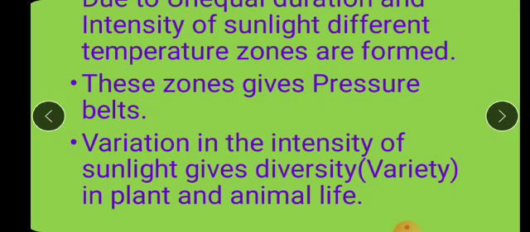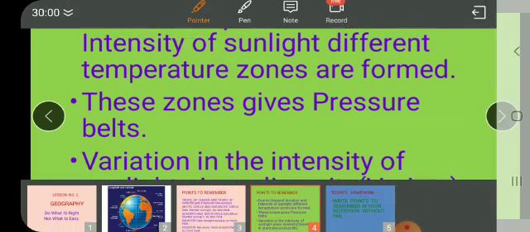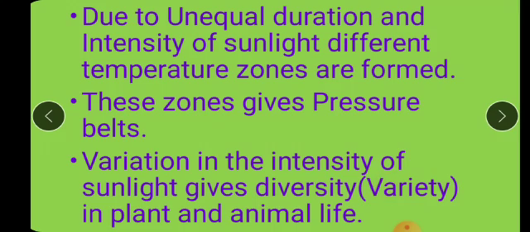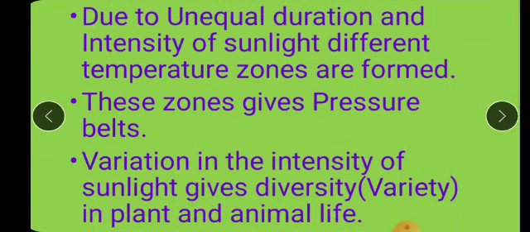One more thing will happen because of this variation in the sunlight. Intensity means somewhere more heat and somewhere less heat. So because of this variation in sunlight, we see diversity in plant and animal life. Diversity is the variety that we see in plant and animal life. Like if you see in the desert region, you will see different types of cactus and different other plants and different animals. That variety you see just because of this variation in the sunlight.